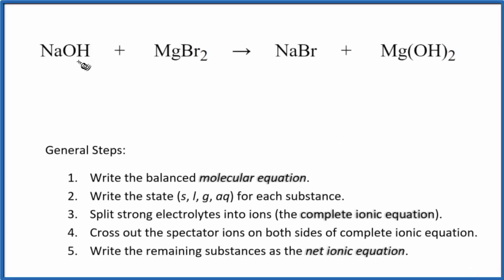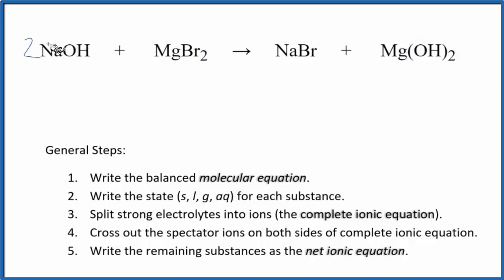In this video, we'll write the balanced net ionic equation for NaOH plus MgBr2, sodium hydroxide plus magnesium bromide. The first thing we need to do is balance the molecular equation. So I can see that I have a hydroxide group here, actually two of them, and only one over here. So I'm going to put a 2 in front of the sodium hydroxide.